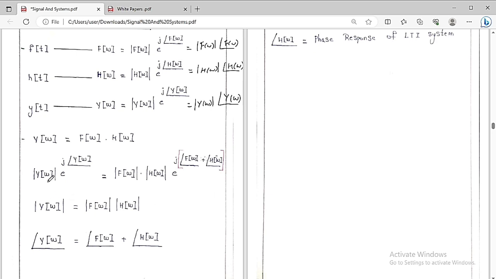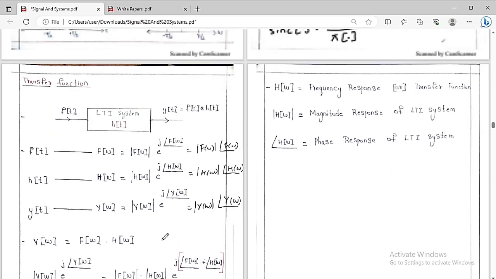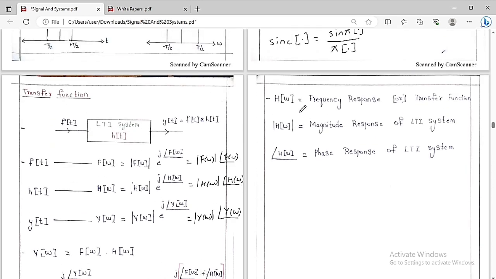Now we need to compare the magnitude part and the phase angle part. Mod of Y(omega) is equal to mod of F(omega) into mod of H(omega), and the phase angle of Y(omega) is equal to the phase angle of F(omega) plus the phase angle of H(omega). Therefore you can see H(omega) is called the frequency response, or it is also called a transfer function.